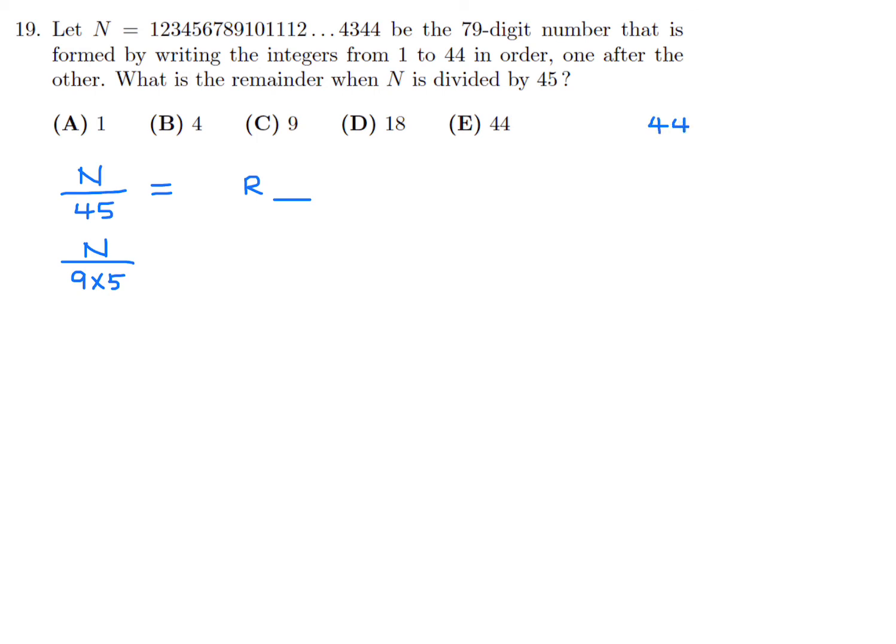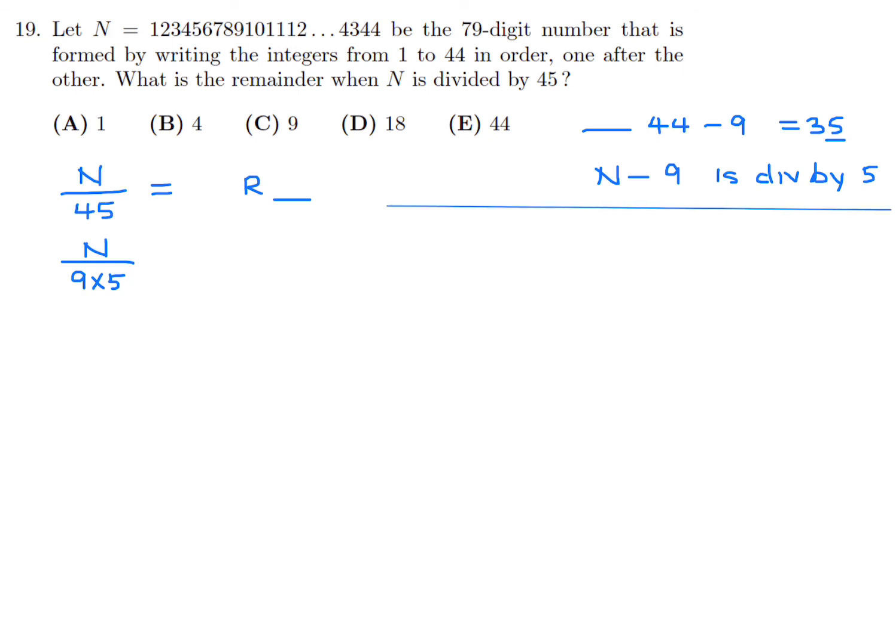If I take that 44 and subtract 9, I end up with 35, which will be divisible by 5 because it ends in a 5. So n minus 9, where n is the big long number ending in 44, is divisible by 5 because it has 5 as the units digit. That's actually the easy part. Now we have to turn our attention to the more challenging one, which is 9.